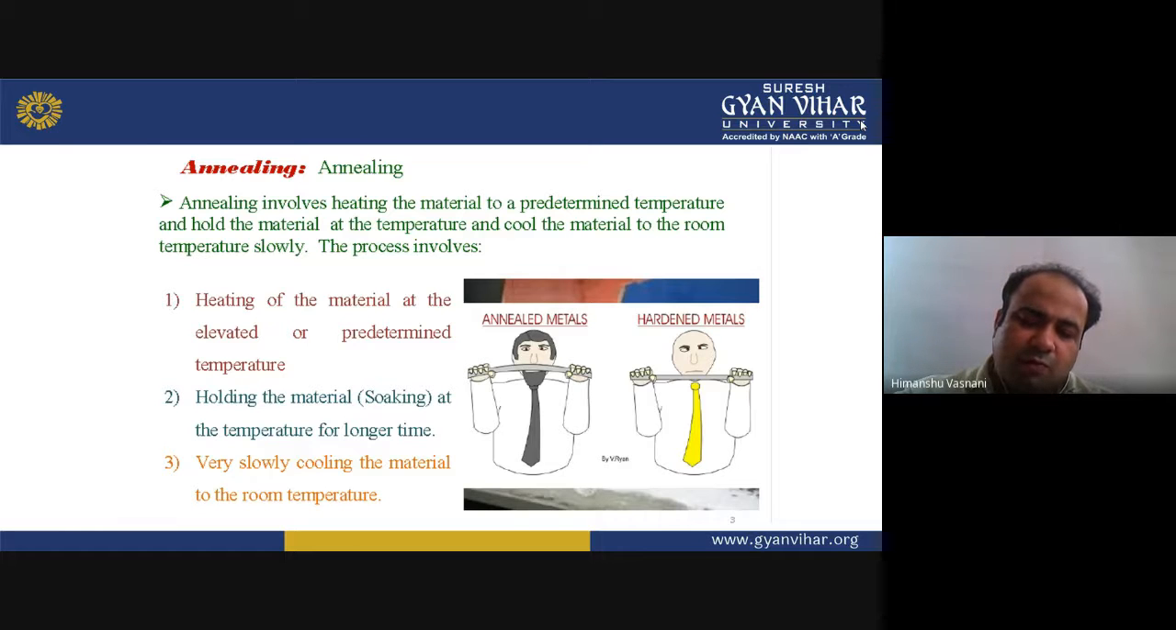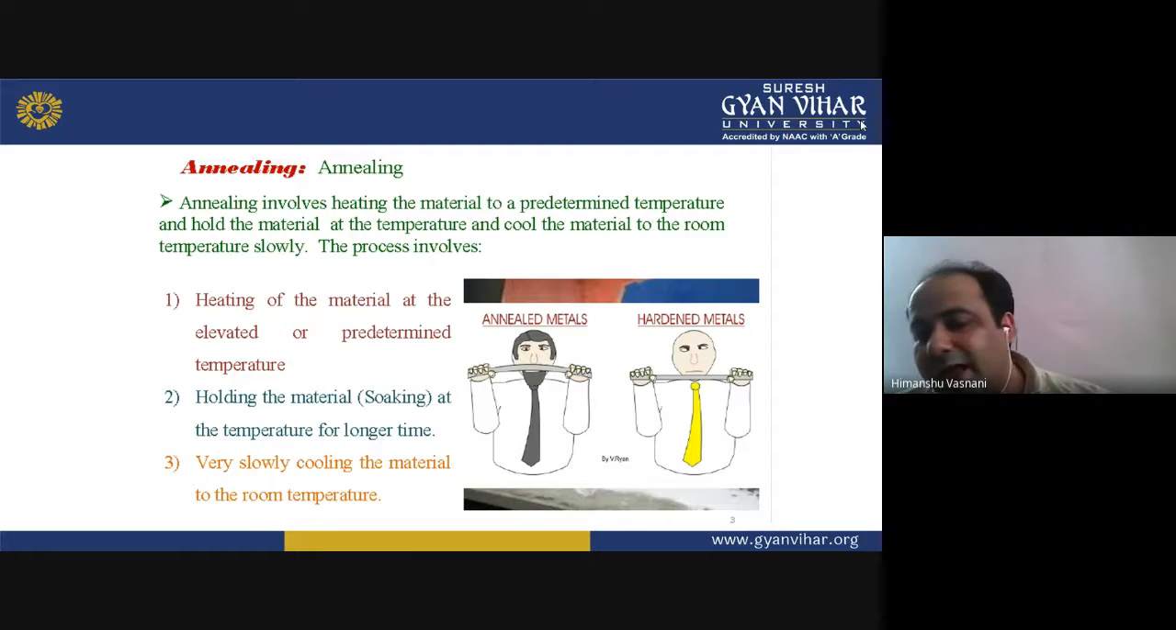Now we are going to do a small revision of the heat treatment processes that we studied till now, for a general idea, so that you can easily understand that all the processes have been studied by you. If you go for annealing, annealing involves heating the material to a determined temperature, holding the material at that temperature, and cooling the material to room temperature slowly.